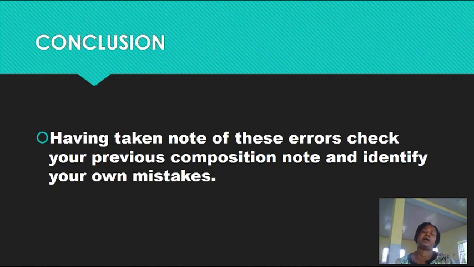Conclusions. Having taken note of these errors, check your previous composition notes and identify your own mistakes. A lot of you have been given feedback on your composition, bringing out these mistakes, telling you to learn how to spell some words. I need you to check. If you don't have your note with you, write your composition and try to check out these mistakes.